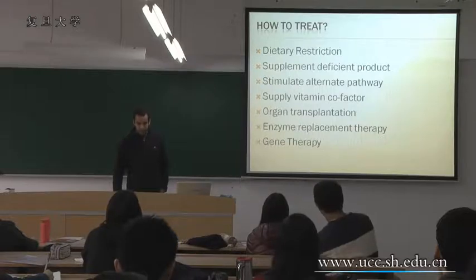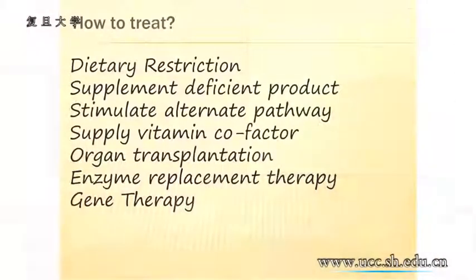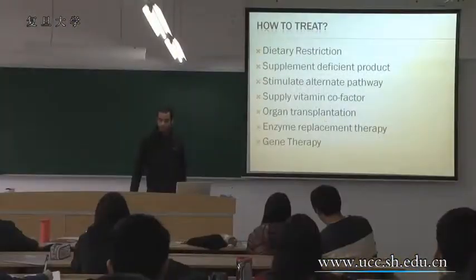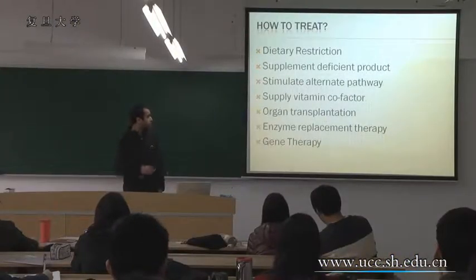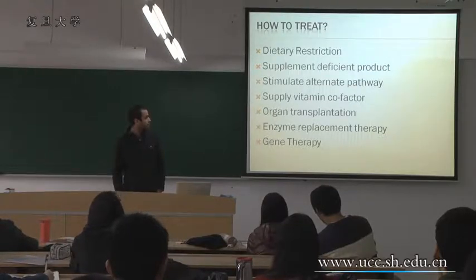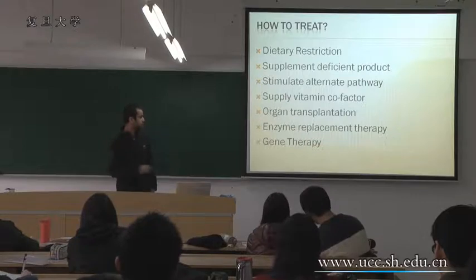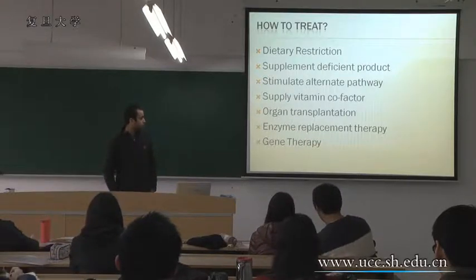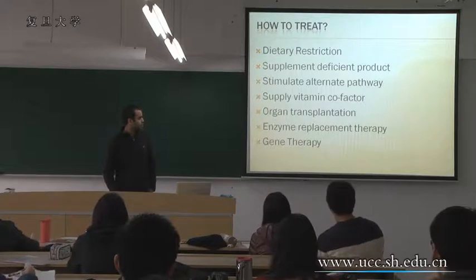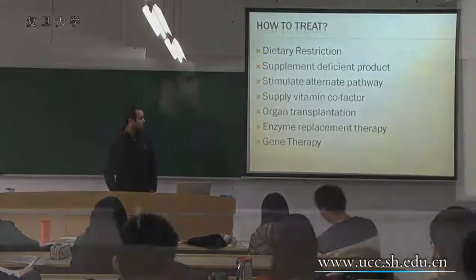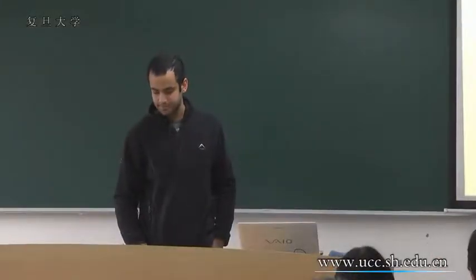So how do we treat it? Dietary restrictions, supplements, try to stimulate the alternate pathway, the correct pathway, not the toxic pathway, and that usually occurs by supplying vitamin cofactors. Organ transplantation usually as well for damaged organs when we pick the disease up too late. Enzyme replacement therapy and gene therapy, which is relatively new. They're still trying to figure out ways of how to correctly replace the genes.